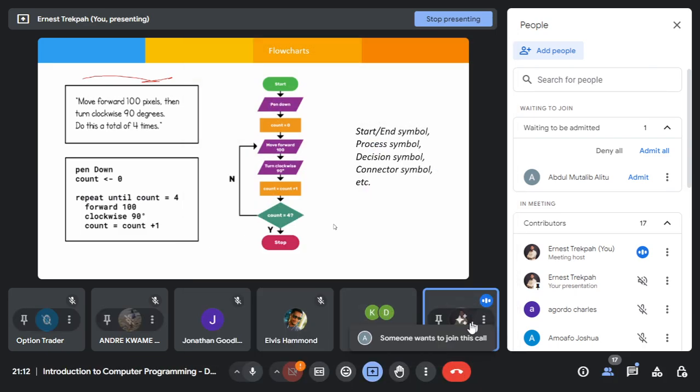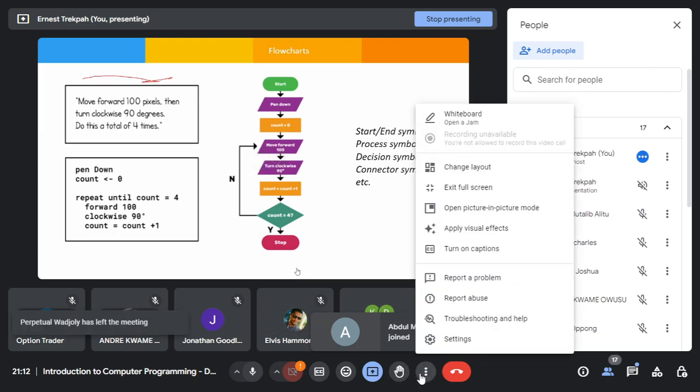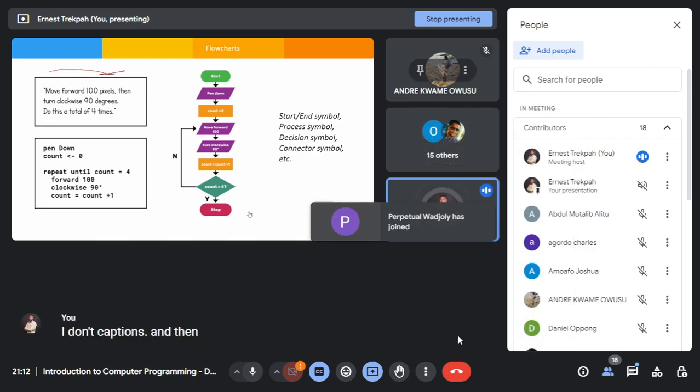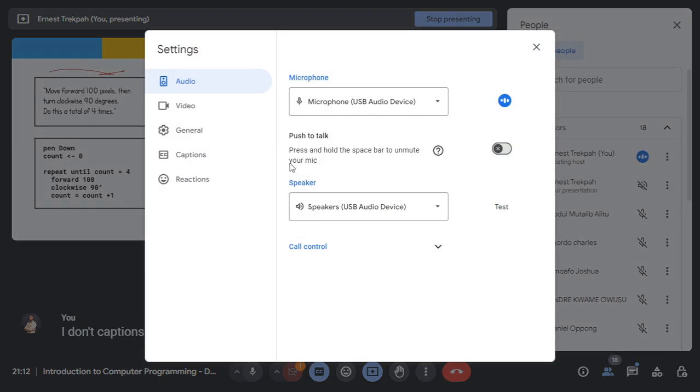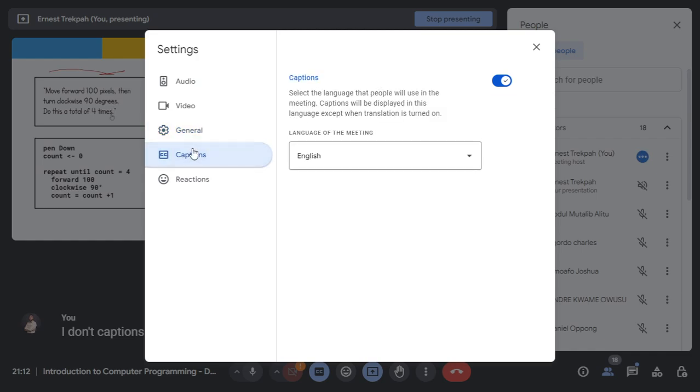Someone is wanting to join again, I believe. Let me see if I can set, turn on captions, and then, is it joining settings? Video general. Reaction.